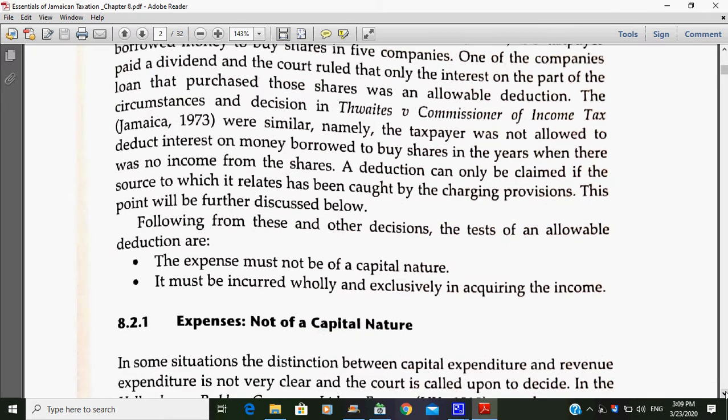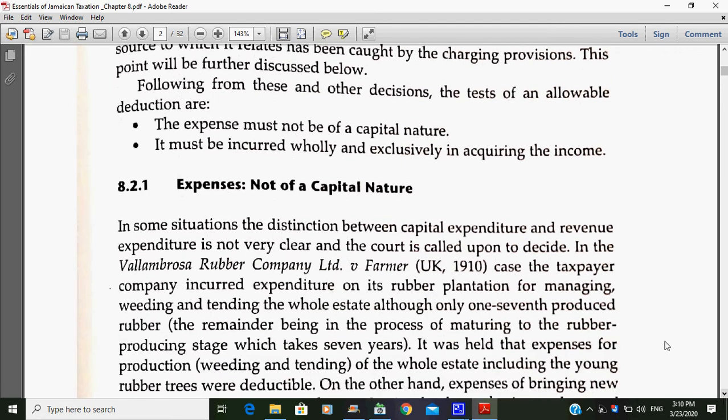Following from these and other decisions, the tests of an allowable deduction are: the expense must not be of a capital nature, and it must be incurred wholly and exclusively in acquiring the income. In some situations, the distinction between capital expenditure and revenue expenditure is not very clear, and the court is called upon to decide.